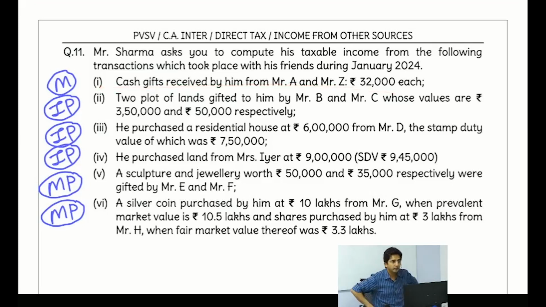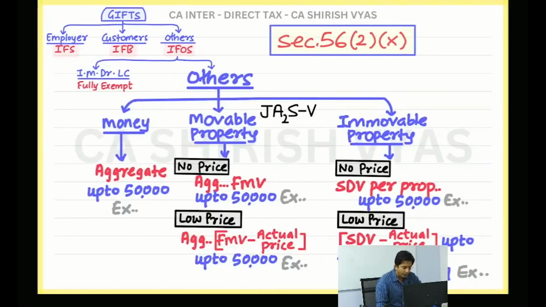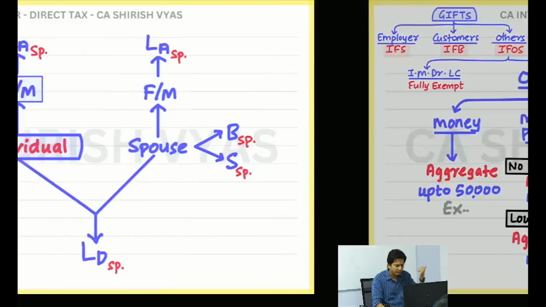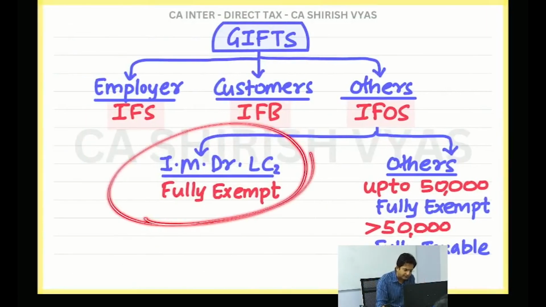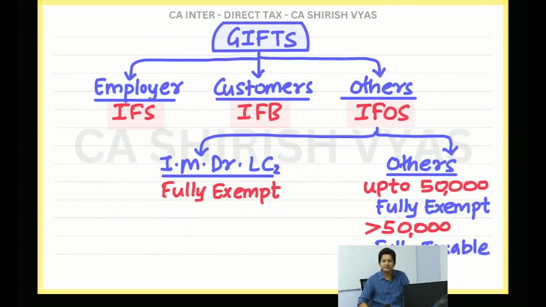Point number 1. So tell me, how will you think now? See, always go as per the chart. Whatever charts I give, that is your line of thinking. Always have the habit of first checking in I am Dr. LC. Because you know what mistakes happen? You directly start 50,000, 50,000, 50,000. Relax. See, what did I explain here? If it is I am Dr. LC, then it is exempt. To hell with 50,000. Whether it is low price, no price, nothing.